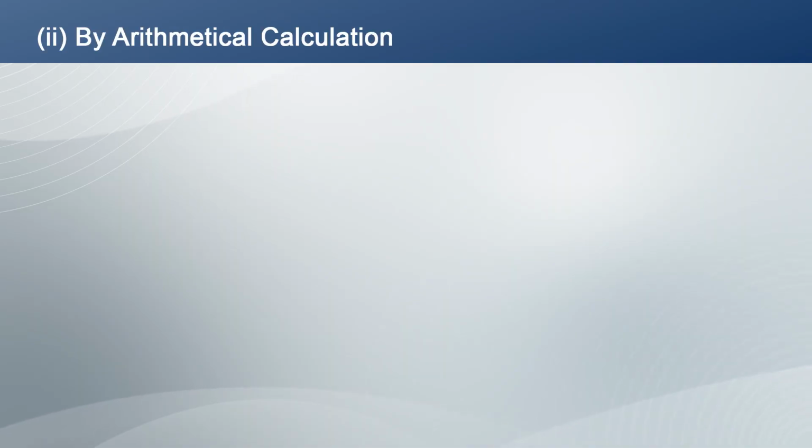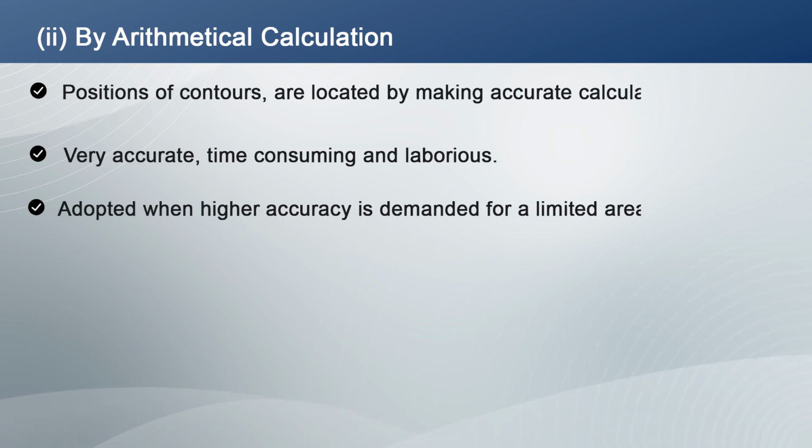Let us see the second method of contour interpolation, which is by arithmetic calculation. In this method, positions of contours between two known points are located by making accurate calculations. Hence, the method, though very accurate, is time consuming and laborious. It is generally adopted when higher accuracy is demanded for a limited area.